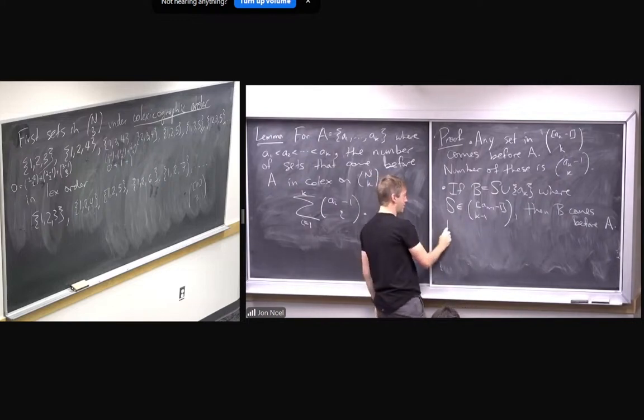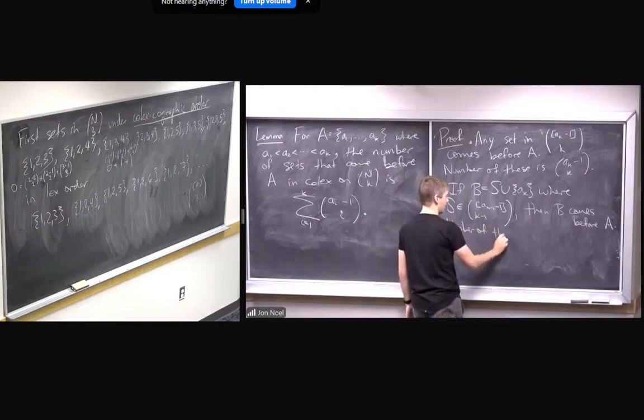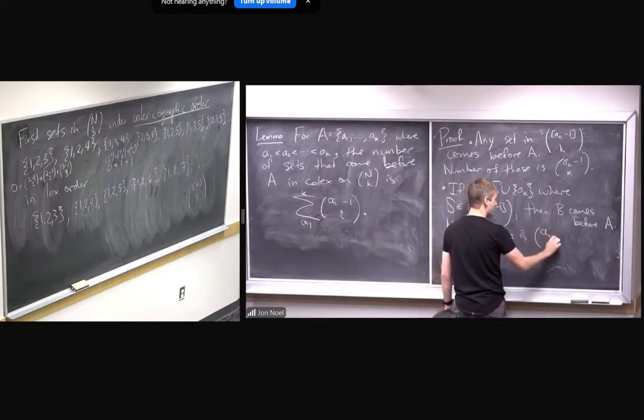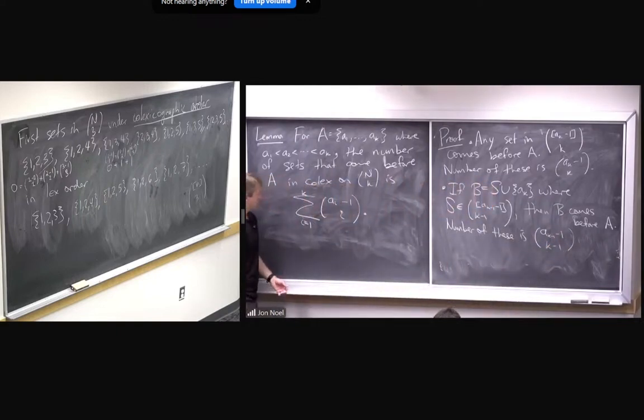And the number of these is A_{k-1} minus 1 choose k minus 1. So these are giving me the correct terms here. The first one is the case i equals k. The next one's the case i equals k minus 1. And then you just keep on going like this.